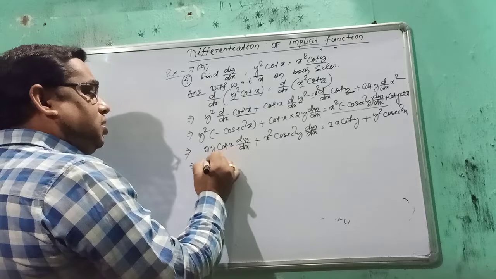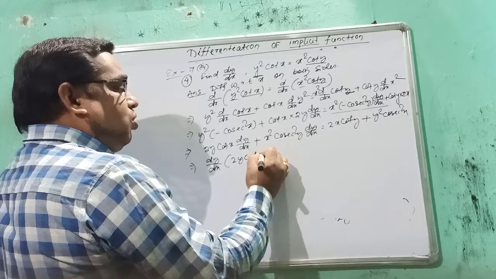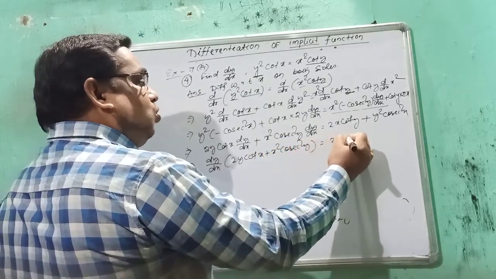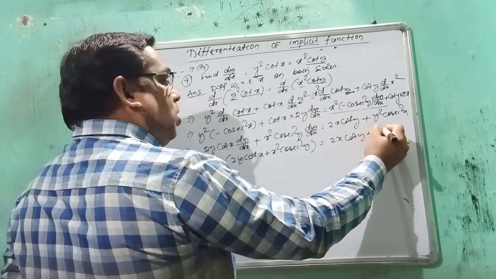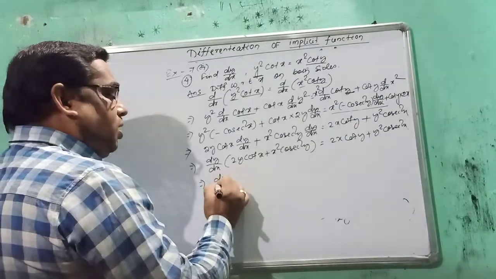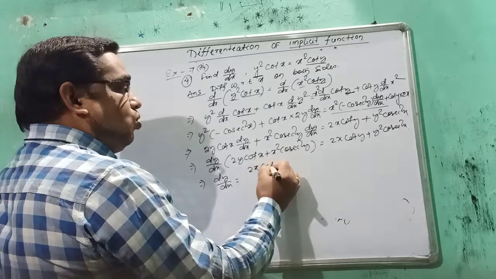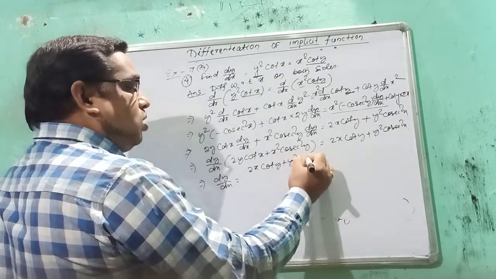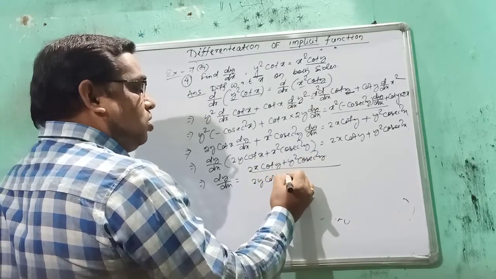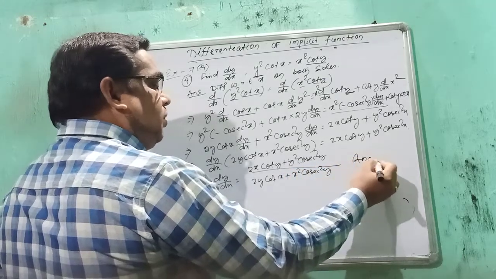Now dy by dx is taken common here, then its value is 2y cot x plus x square cosec square y is equal to 2x cot y plus y square cosec square x. Then what is dy by dx? Then this coefficient is divided on the right hand side. Then dy by dx is 2x cot y plus y square cosec square x divided by 2y cot x plus x square cosec square y, which is your required dy by dx.